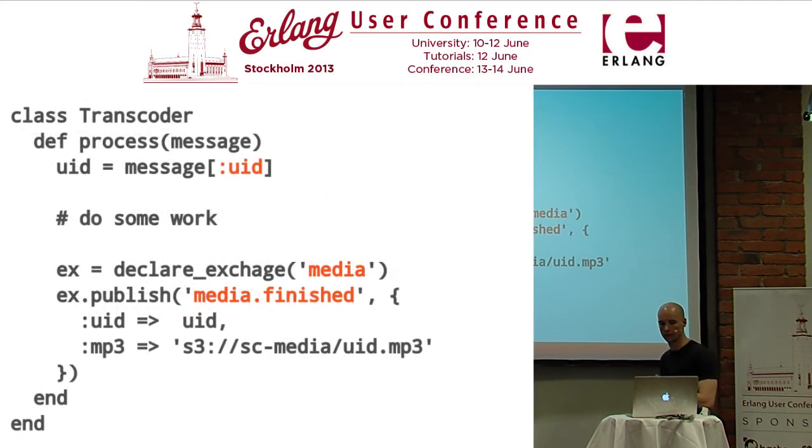There's more. When the transcoder has finished processing, this is the high-level implementation of process message. The do_some_work call is all of the secret sauce that we're doing to transcode audio. When the audio has been transcoded and the assets have been processed, we publish another message to the media exchange, media.finished, containing the UID and the asset location.